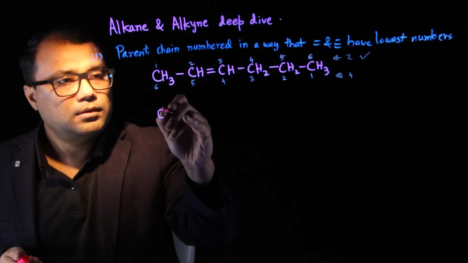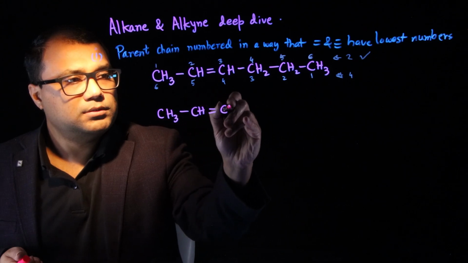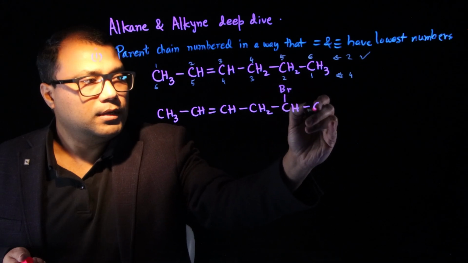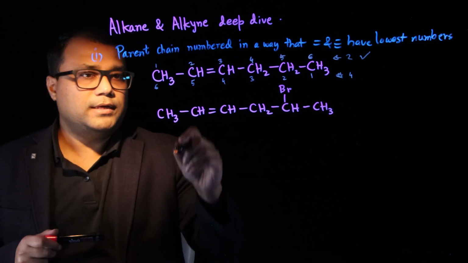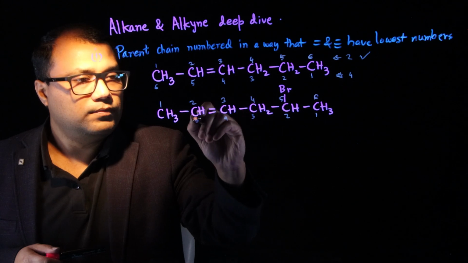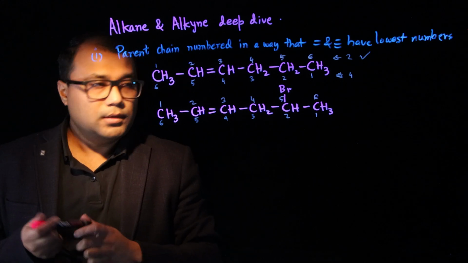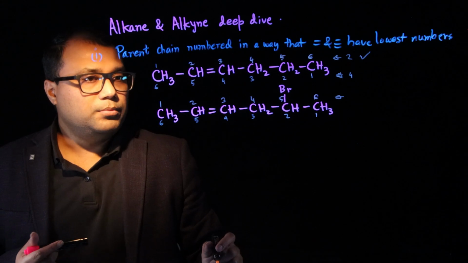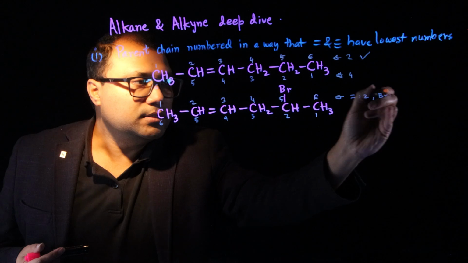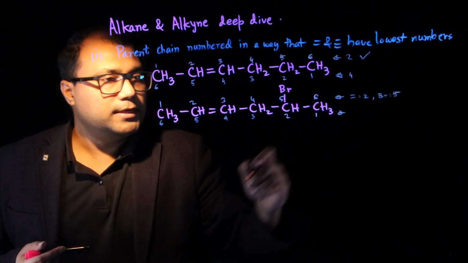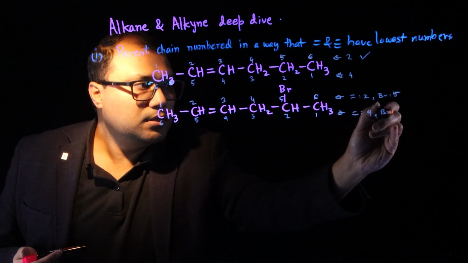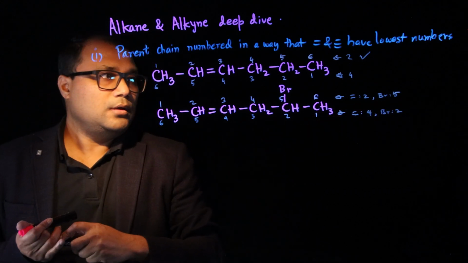Let's take another example. CH3, CH, double bond, CH, CH2, CH. Let's say we have a bromine here and CH3. Okay, let's number that again. 1, 2, 3, 4, 5, and 6. Now, the contention here is for the double bond is at position 2, but bromine is at position 5. This one, double bond is at position 4, but bromine is at position 2. So which one is the correct numbering scheme?